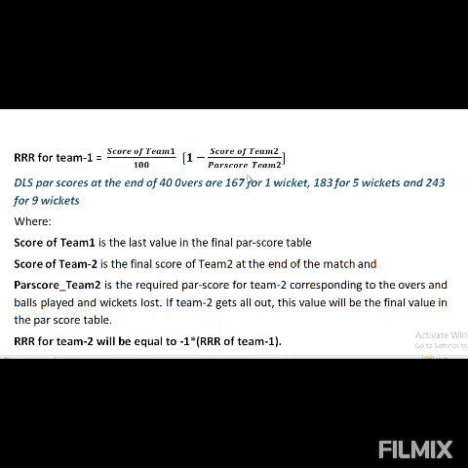And if team 2 has lost 5 wickets by the time they win the match, you have to use the par score corresponding to 5 wickets, that is 183. If team 2 has lost say 9 wickets by the time they win, you have to take the par score corresponding to 9 wickets, which is 243. So this value will change and the RRR value will change accordingly.